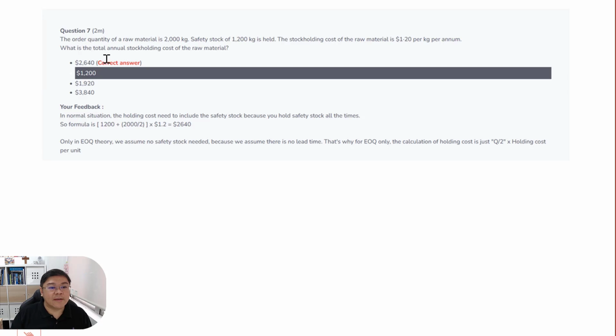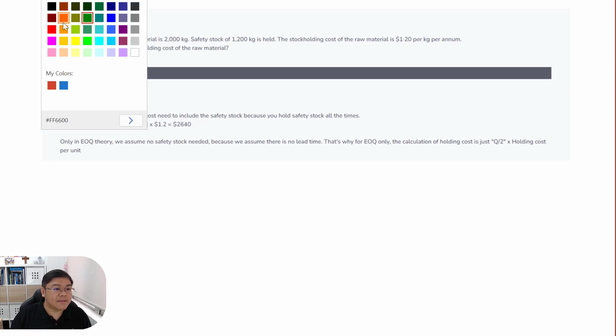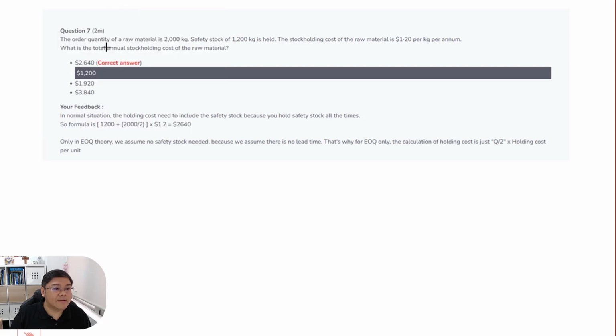Now, the question is actually asking you about annual stock holding costs. So that's what they're asking. Let me just highlight the requirement. They're asking for stock holding costs. Okay. Now, a different word for holding costs: holding costs is the same as storage costs. All right. And this will be the cost that a business will incur when you want to keep your stock. You want to hold your stock.